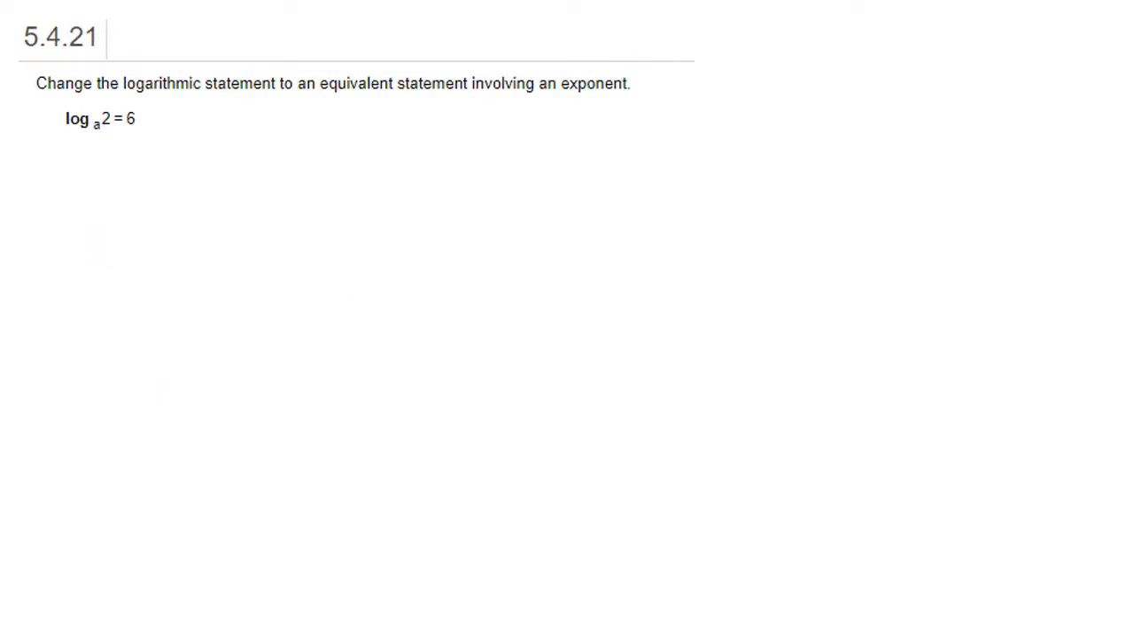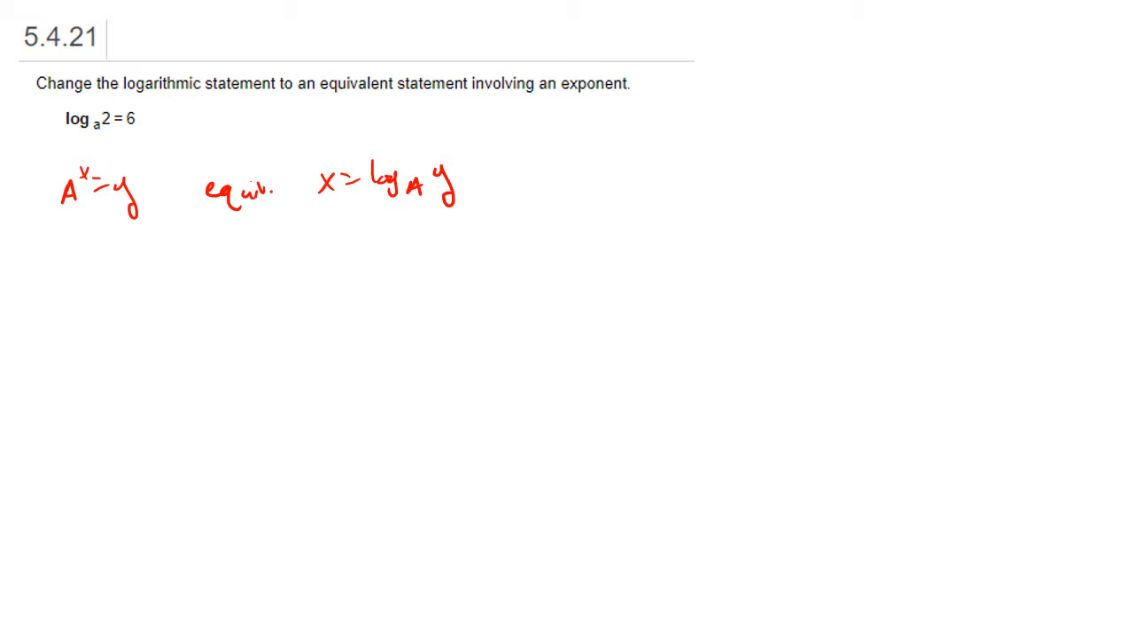Now we just go the other way. We have the logarithm base a of 2 is equal to 6. And remember, if a to the x is equal to y, the equivalent logarithmic statement is that x is equal to the logarithm base a of y. So here we actually have the logarithm.